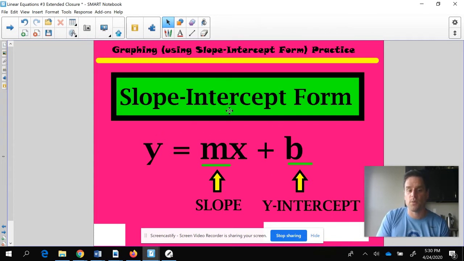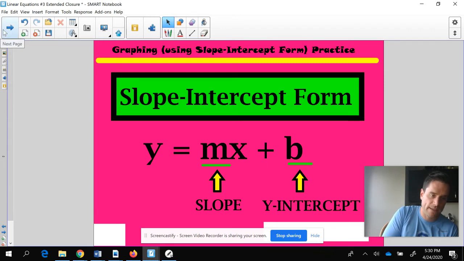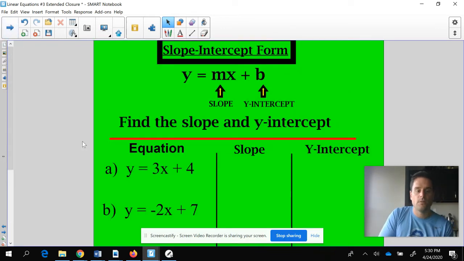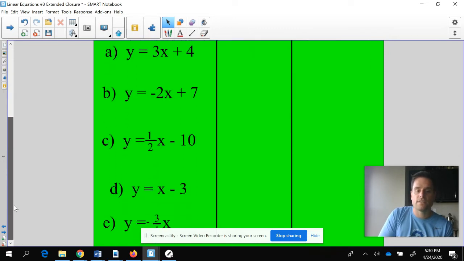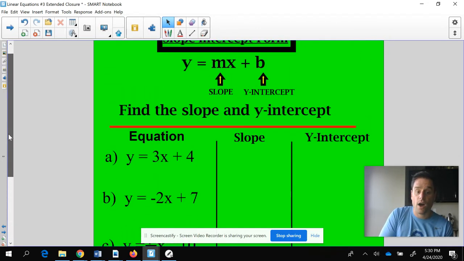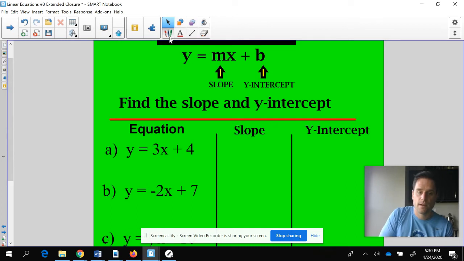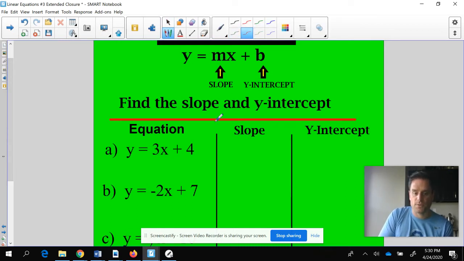That's going to be the formula we use for every single line. Anytime you make a line, it's always y equals mx plus b, and that's the form we're going to use. So if I said, take a look at all of these slope-intercept form equations, what is going to be the slope and what is going to be the y-intercept? We're going to whip through these pretty quickly.